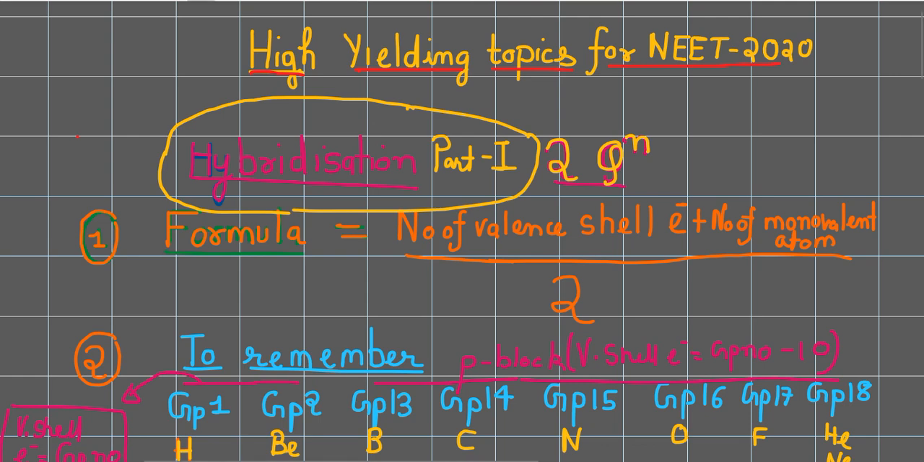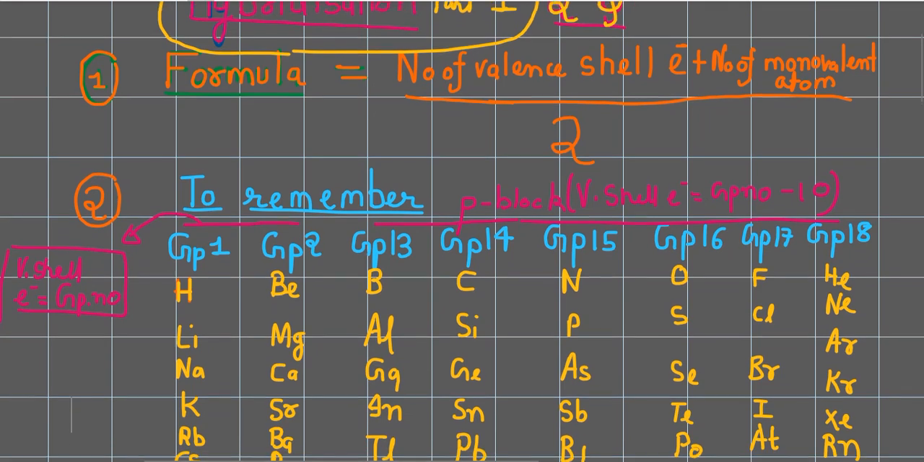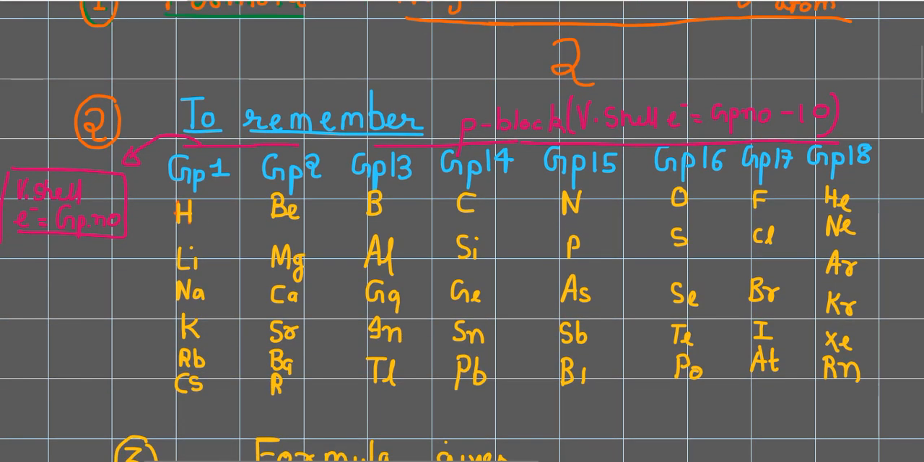And second point, you must remember the position of various atoms in groups in the periodic table. So these are written here. Group 1: hydrogen, lithium, sodium, potassium, rubidium, cesium. Group 2: beryllium, magnesium, calcium, strontium, barium, radium. Then group 13. You need not learn group 3 to group 12. Group 13: boron, aluminium, gallium, indium, thallium. Group 14: carbon, silicon, germanium, tin, lead, and so on.